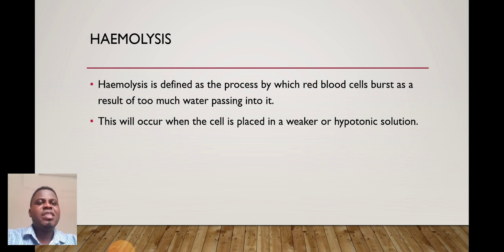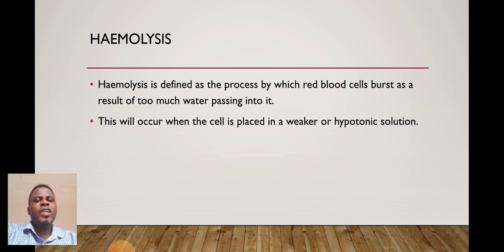Hemolysis is defined as a process by which red blood cells burst as a result of too much water passing into them. So this is the bursting of red blood cells when there is much water passing into them, and this occurs when the cell is placed in a weaker or hypotonic solution. When a cell is placed in a hypotonic solution, water will move from the outside environment, because the outside environment has a low concentration while the concentration of the cell is high. So water will move from a region of lower concentration to a region of higher concentration.